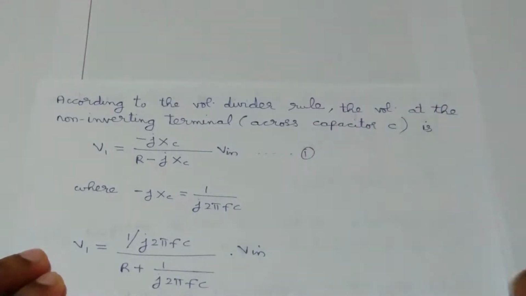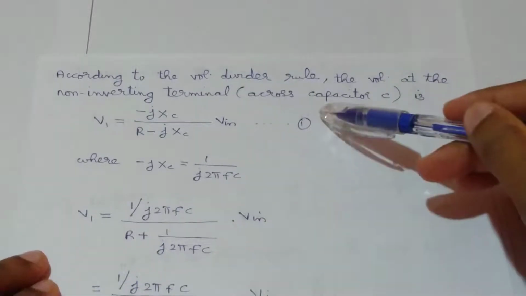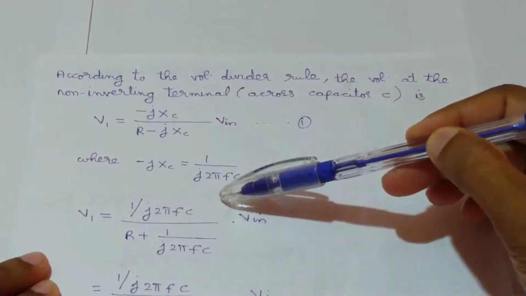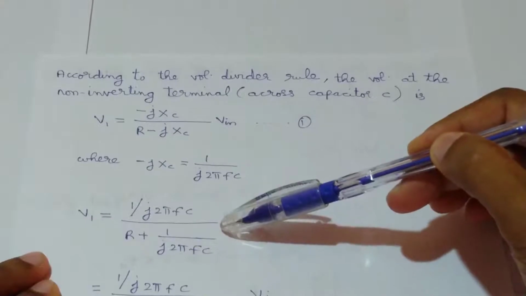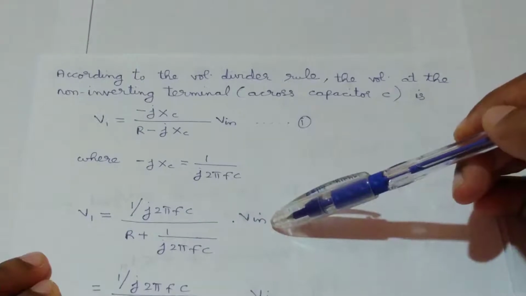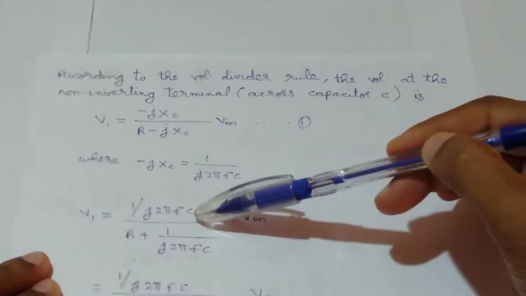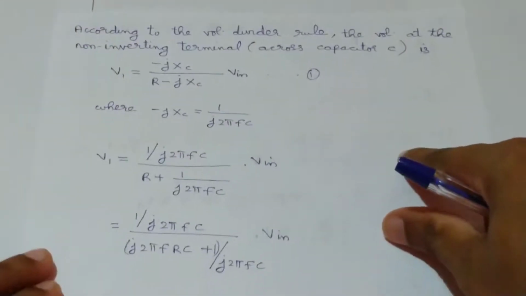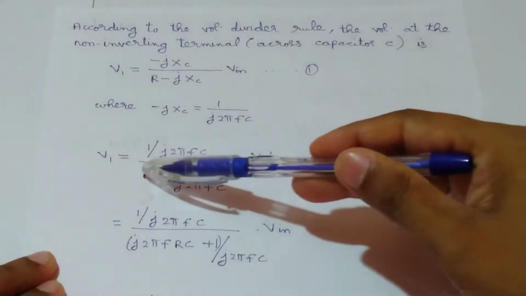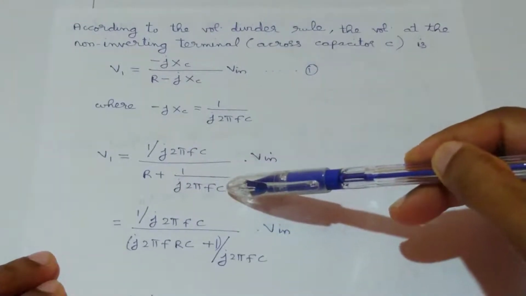Then substitute this 1 by j 2 pi fC in equation 1. Then we will get V1 is equal to 1 divided by j 2 pi fC divided by R plus 1 by j 2 pi fC into Vin. So for this minus jXc, this 1 by j 2 pi fC is substituted. Then taking the LCM in the denominator, we will get R into j 2 pi fC plus 1 divided by j 2 pi fC in the denominator.